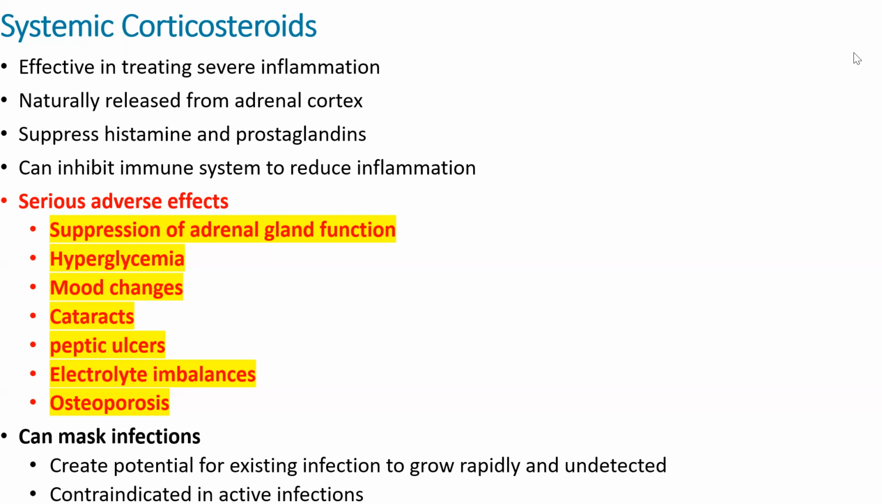Another effect of steroid is that steroid will result in hyperglycemia, mood changes, cataract, peptic ulcer disease, electrolyte imbalances, osteoporosis. These are some of the many side effects of steroid, but these are the most common and most important.